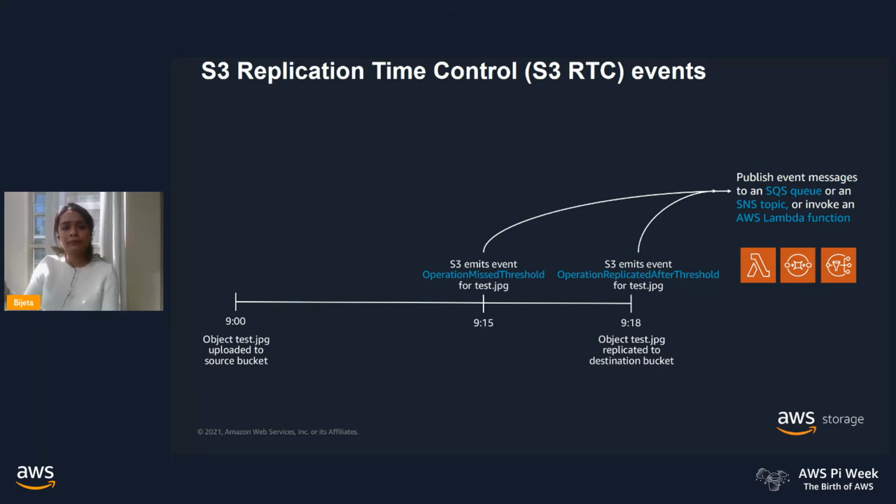Let's look at this example. Say we upload an object to the bucket at 9 a.m. Due to an unforeseen outage, our new object does not replicate to the region in 15 minutes. At 9:15, Amazon S3 emits Operation Missed Threshold. Object replicates to the destination, let's say by 9:18 a.m. And then Amazon S3 will now emit a new event saying Operation Replicated After Threshold at 9:18 a.m. Hopefully that gives you an insight into how to use these events.